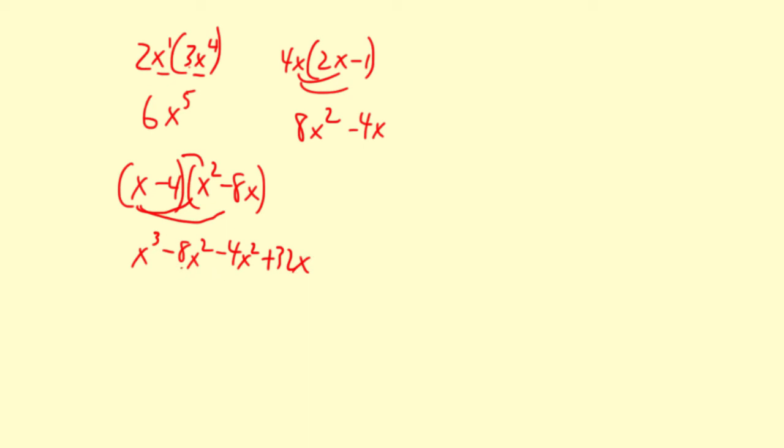So then look to combine like terms. In this case, these are like terms, so it's going to be x to the third minus 12x squared, and then plus 32x.